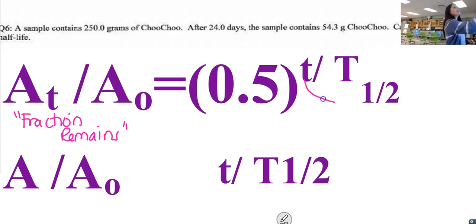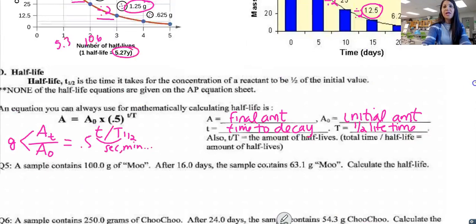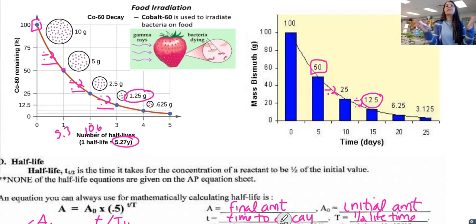Now, what about T over T1/2? Well, if I know that my total time, let's come back up to this example here, is 15, let's say it's 15 days that I'm letting it decay, and I know that every half-life is 5 days. Well, if I do 15, my T, divided by my half-life time, which is 5, that gives me 3. And what is that 3 representing? Well, 3 is representing that over 15 days, it would be going through 3 half-lives.